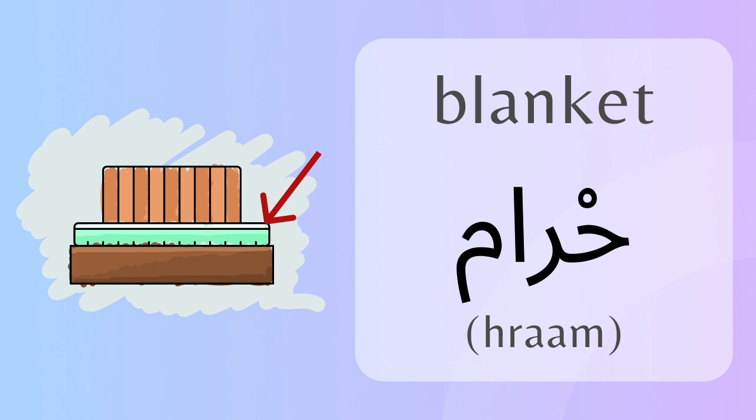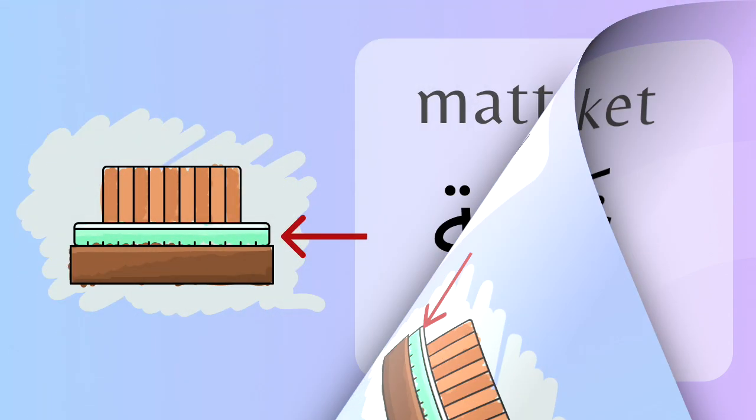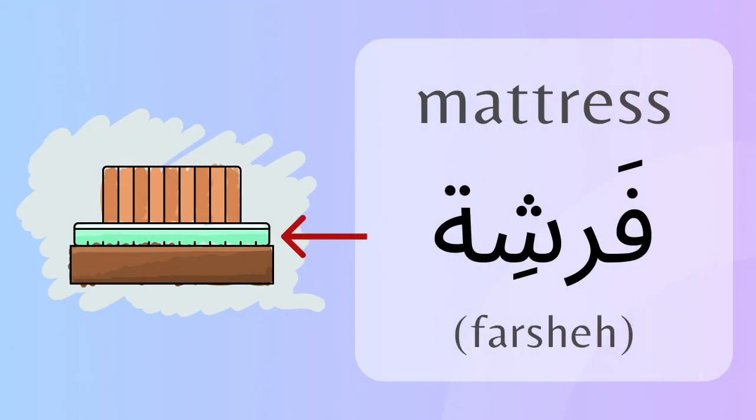Blanket. حرام. Another common word for blanket is غطا. This literally means cover. Mattress. فرشة.